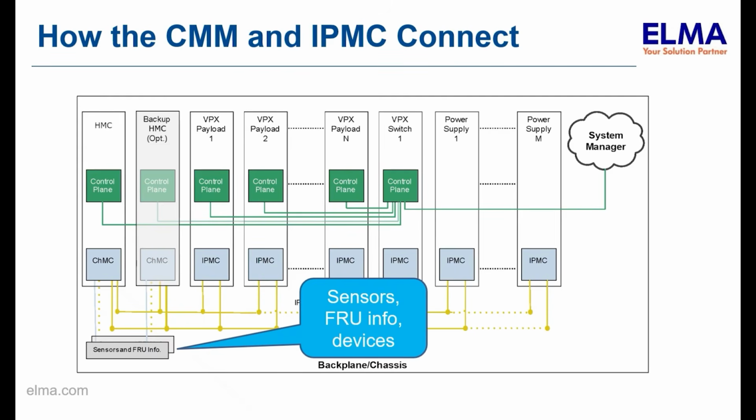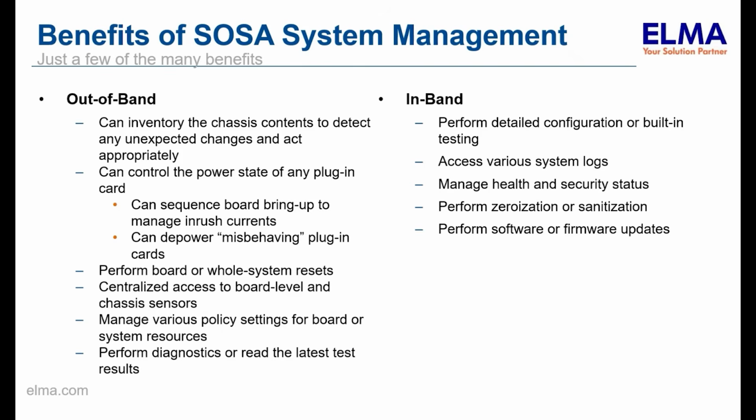System management brings many benefits to SOSA systems. For instance, the out-of-band links can inventory the chassis contents to detect any unexpected changes and act appropriately. It can also control the power state of any plug-in card. This allows it to sequence board bring-up to manage inrush currents and can even depower misbehaving plug-in cards. It can also perform board or whole system resets. Lastly, it provides centralized access to board level and chassis sensors, manages various policy settings for board or system resources, and performs diagnostics or reads the latest test results.